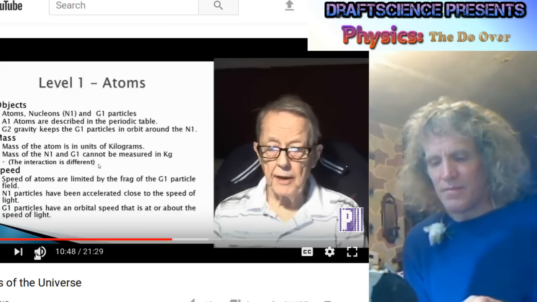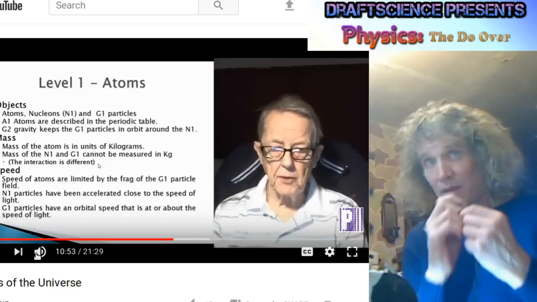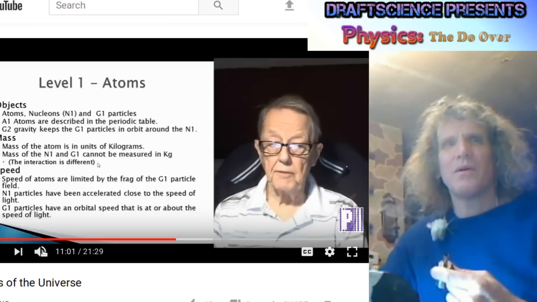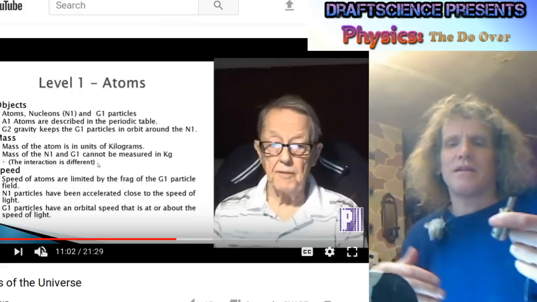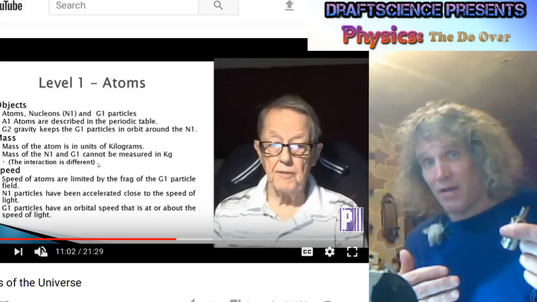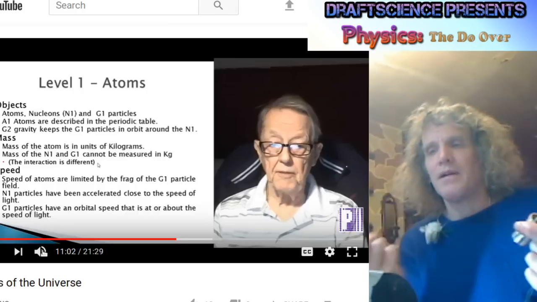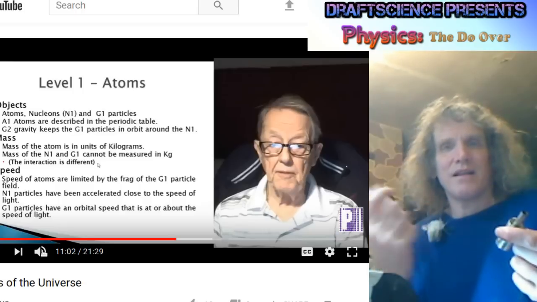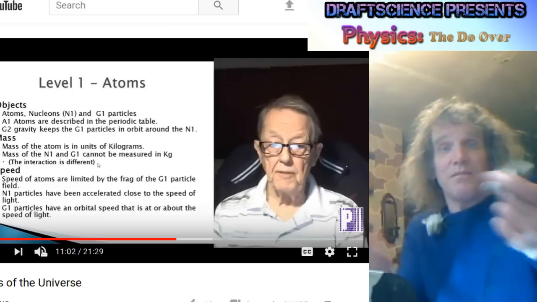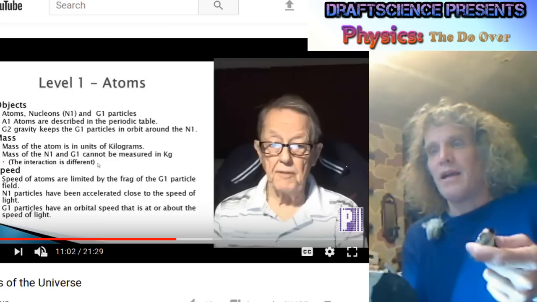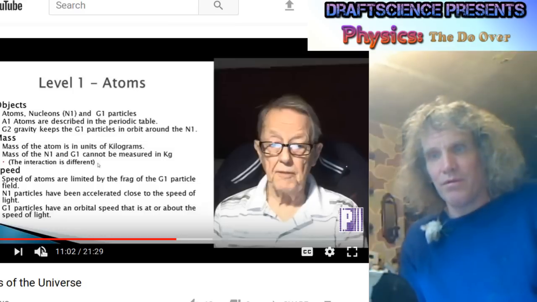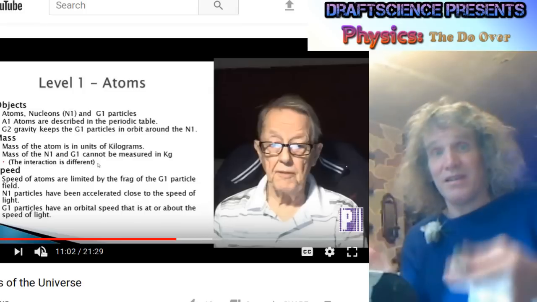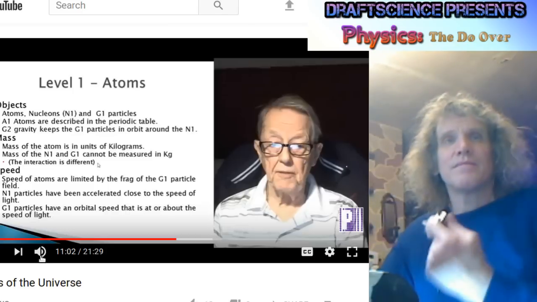The atoms are limited by the drag of the G1 particle field. As I've said before, N1 particles have been accelerated, for example, close to the speed of light. In linear accelerators, they get them to move quite fast. Right, but there's no evidence that they are N1s or nucleoids or whatever you're calling them. There's no evidence that they ever took one to almost the speed of light and then slowed it back down and had a whole nucleus left, a proton or a neutron. There's no evidence that the process of accelerating just didn't break them into their constituent bits, their quanta, and that their quanta was moving the speed of light, which would be they were essentially converted into energy. They were converted into light through the process of acceleration. The matter was disintegrated, and all you had left over was the radiation, the gamma.